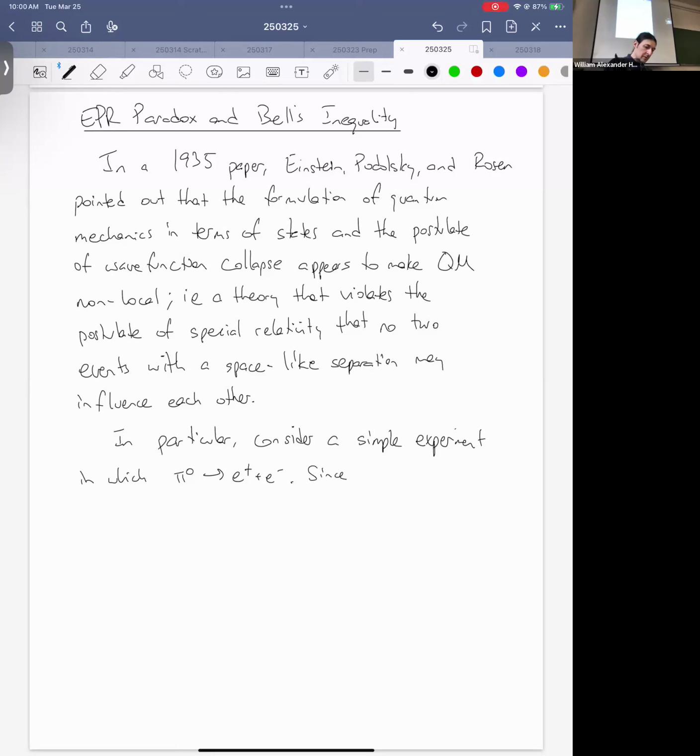So since the pi 0 is spinless, and spin and angular momentum is conserved, the resultant state must be a singlet.